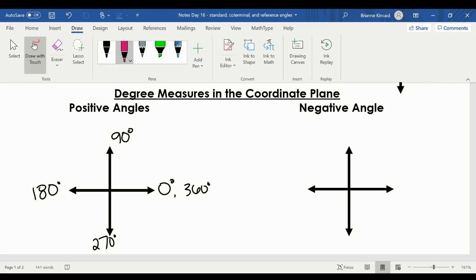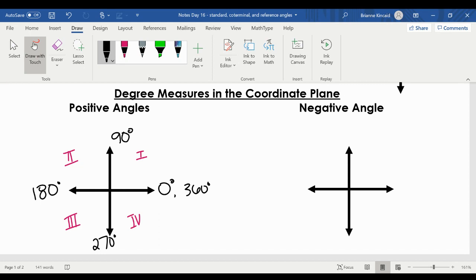I can also name my quadrants. Between 0 and 90 is quadrant 1, 90 and 180 is quadrant 2, 180 and 270 is quadrant 3, and 270 and 360 is quadrant 4.